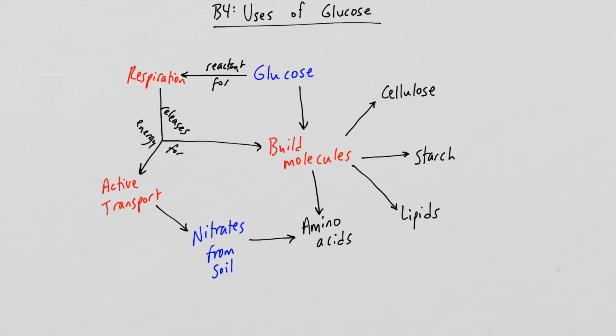We'll start with the amino acids. Amino acids are joined together in a process called protein synthesis at the ribosome to make proteins. Cellulose is used to make cell walls. Starch is essentially a whole bunch of glucose molecules put together, so it's storage of glucose. And lipids are another way that plants can store energy. They're also used for making things like cell membranes.